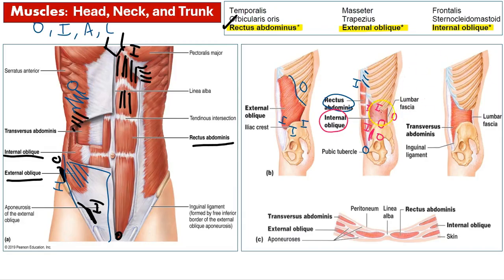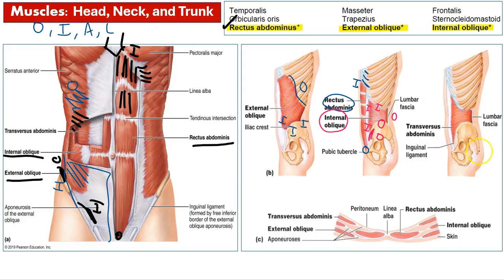So as you can see, yes, we have the insertion and origin getting close to one another. But when you're doing that movement like rotation, flexion, or compressing the abs, you'll see contraction is going to happen there as well. Now I do want to add in the transverse abdominis here. Now the transverse abdominis we don't have to go into detail of because it's not even on our list. But these are going to be transverse fibers.